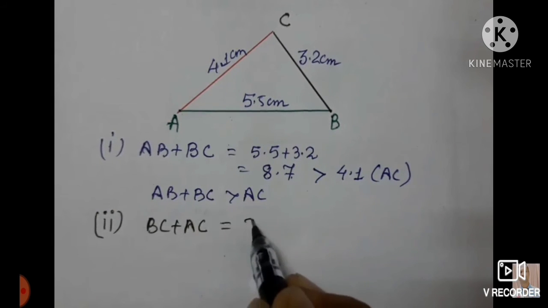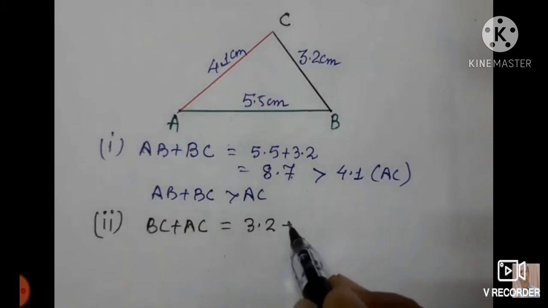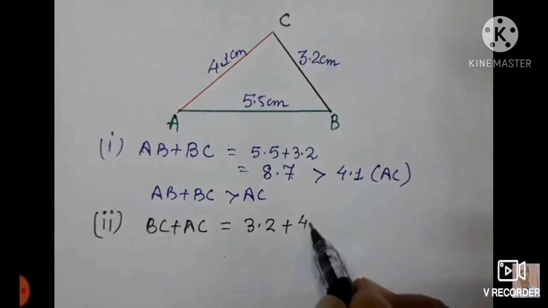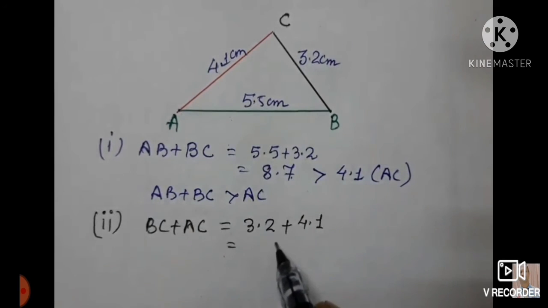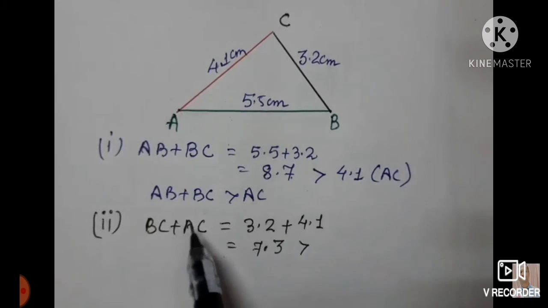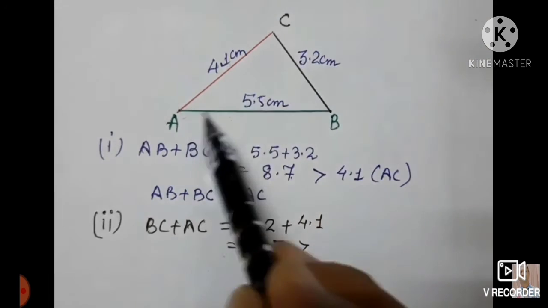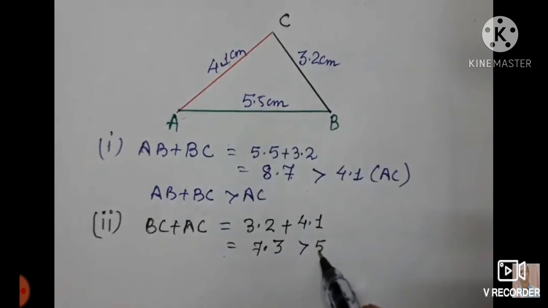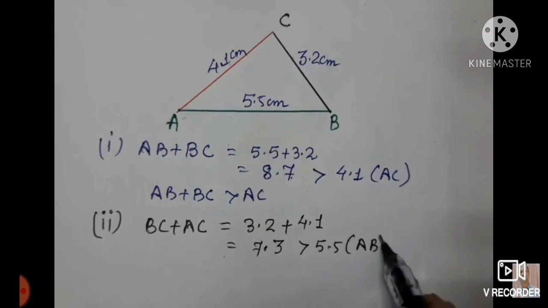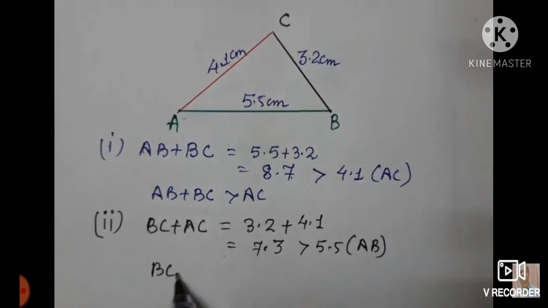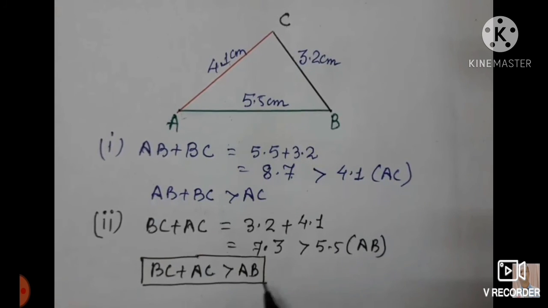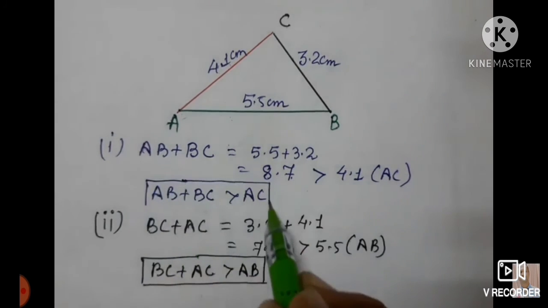As our property is satisfied, let's go with the other two sides, BC plus AC. BC is 3.2 and AC is 4.1 centimeters. Now this is 7.3, which is greater than 5.5 centimeters. It is proved by this. Finally, BC plus AC is greater than AB. Now the property is also satisfied: the sum of the lengths of two sides of the triangle is greater than the third side.